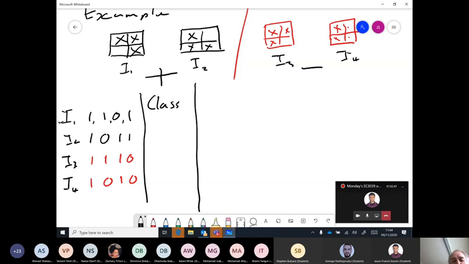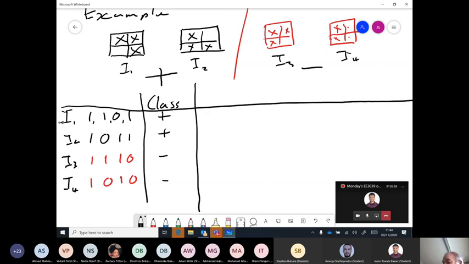And the class we've defined up here. This is the positive class. This is the negative class. Now I want to calculate W dot I.